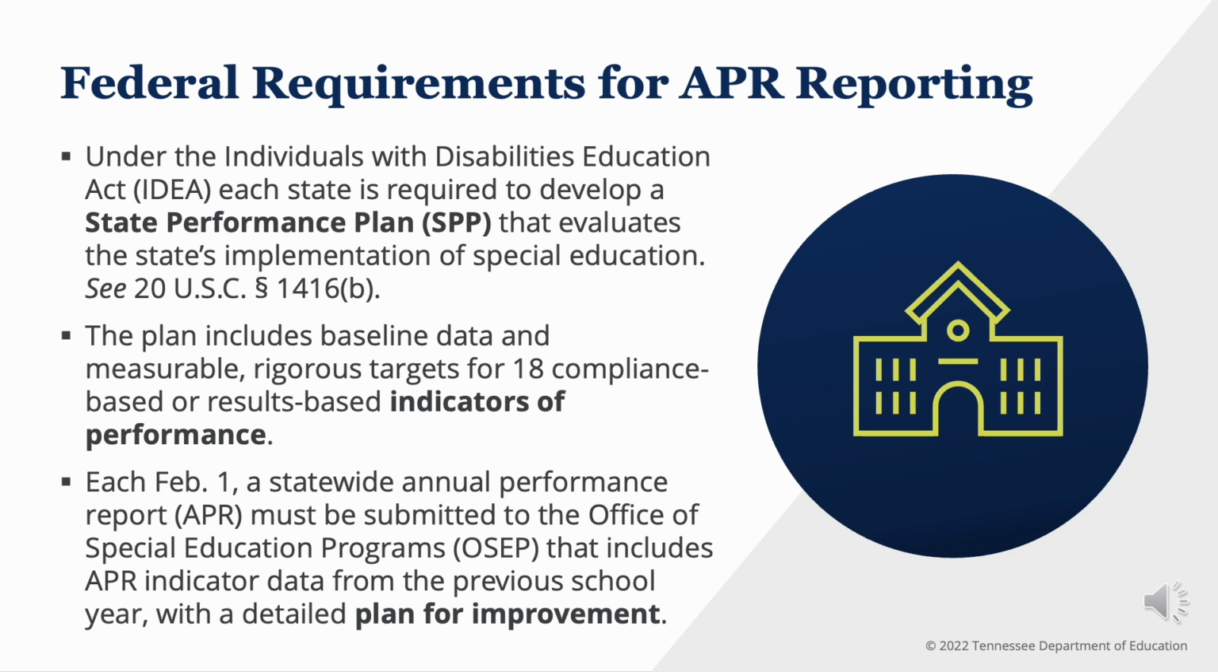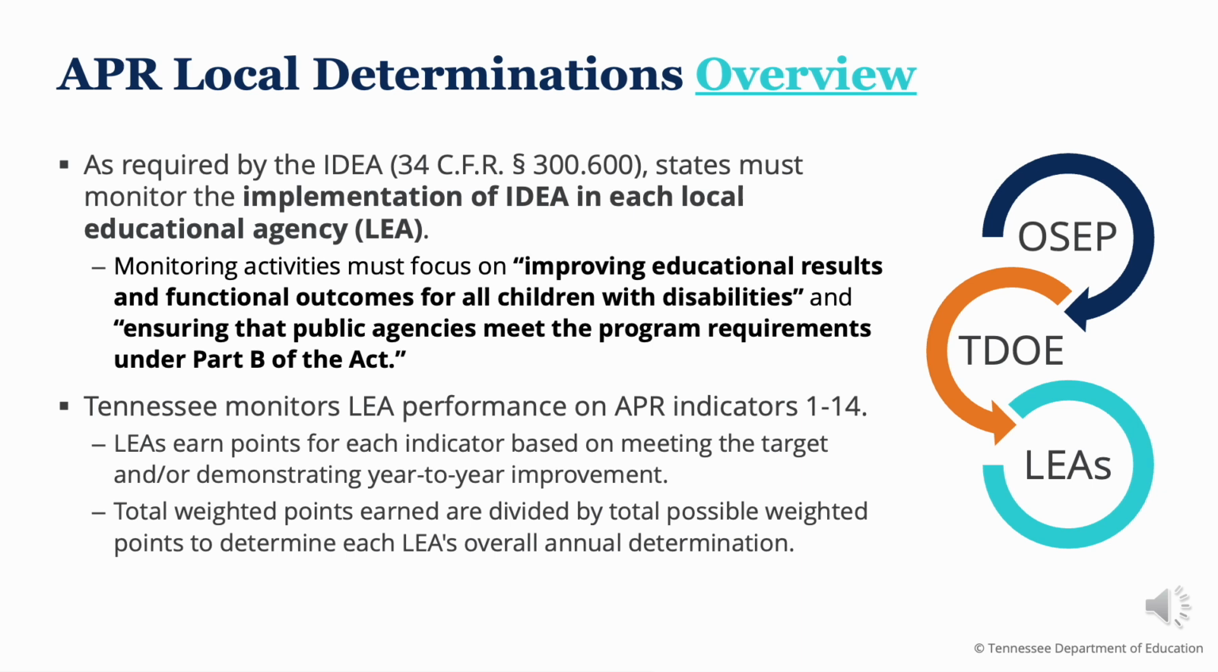Every year on February 1st, states are required to submit a statewide Annual Performance Report, APR, to the Office of Special Education Programs, OSEP, that details progress towards meeting the SPP targets according to the indicators. So what is the APR and what is required? As part of the IDEA requirements for general supervision, states are required to monitor the implementation of IDEA in each LEA. As you can see here, the monitoring activities must focus on improving educational results and functional outcomes for all children with disabilities and ensure that public agencies meet the program requirements under Part B of the IDEA.